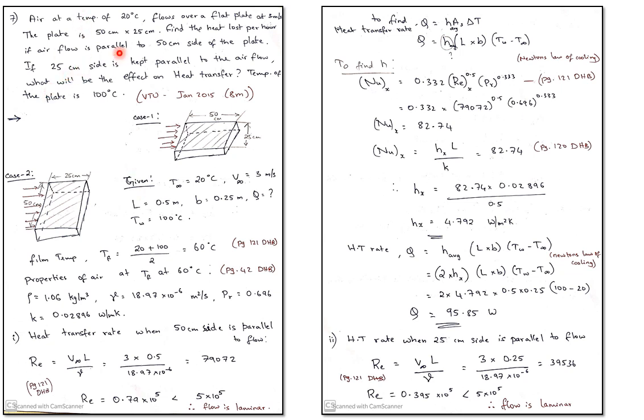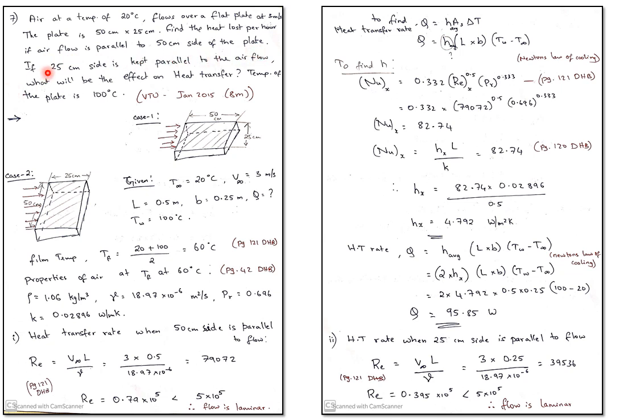Air at a temperature of 20 degrees Celsius flows over a flat plate at 3 meters per second. The plate is 50 by 25. Okay, he has given the rectangular plate. Find the heat loss per hour if air flow is parallel to the 50 centimeter side of the plate.